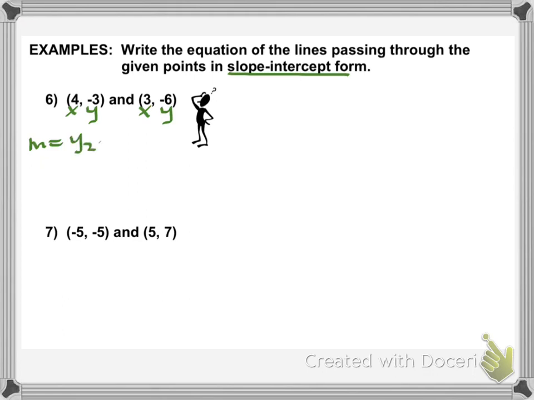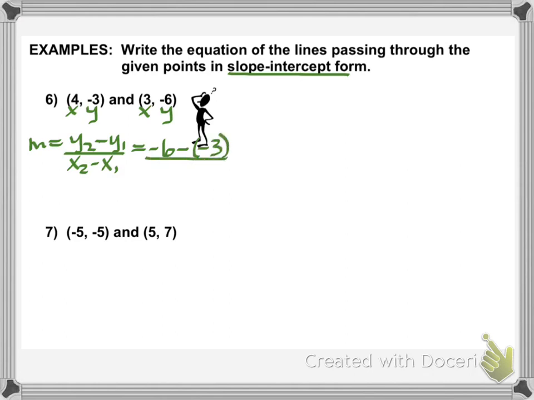It's y2 minus y1, excuse me, over x2 minus x1. So we're practicing a skill that we already have. Let's go ahead and do this. So our two y values are -3 and -6. I can subtract them in any order. That's up to you. I'm going to do the -6 minus the -3.